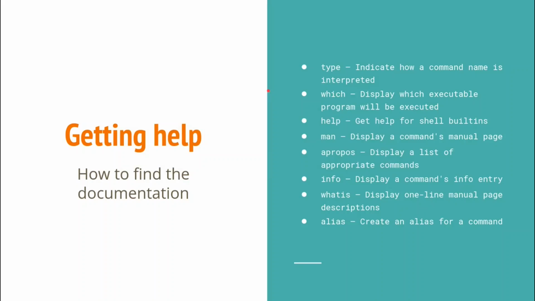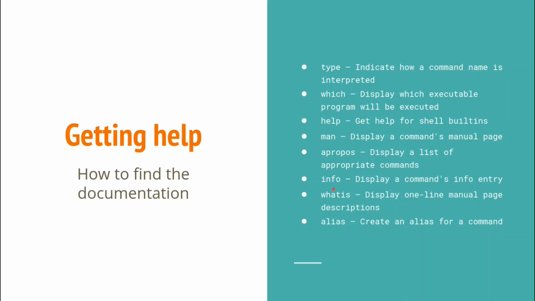So just to recap, we saw the following options that we can use to get help or see the documentation. The first one is type, which indicates how a command name is interpreted. Second is which, which displays which executable program will be executed, or the path of the program. Help is a small options detail that we have for each program. Man is the manual page entry. Apropos can list you the appropriate commands. You can search through those commands, so you can use apropos to find the commands which contain a specific keyword.